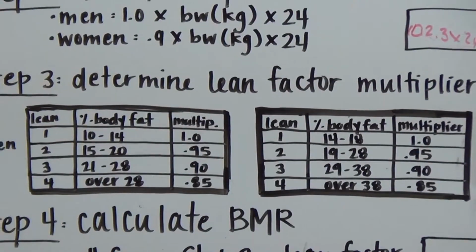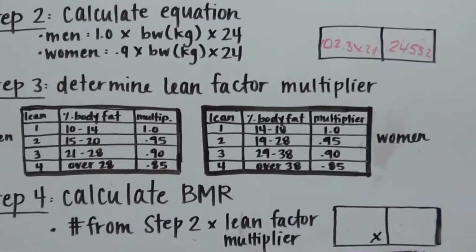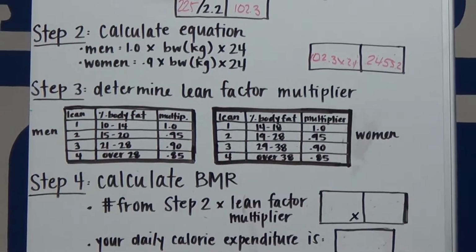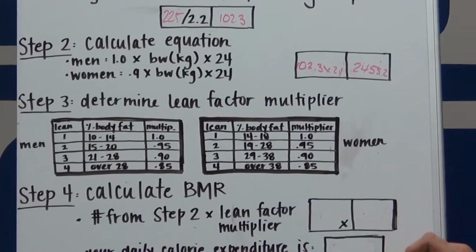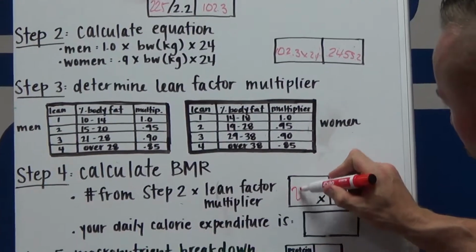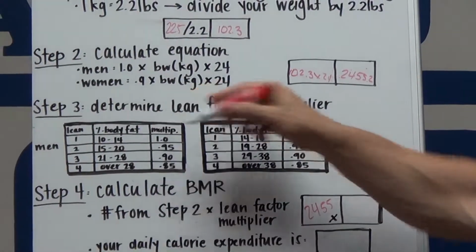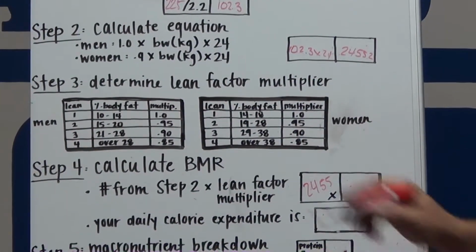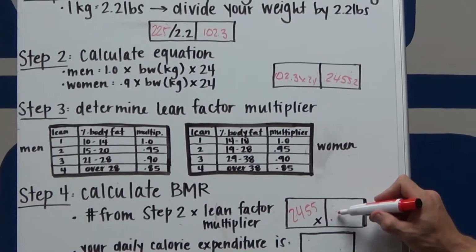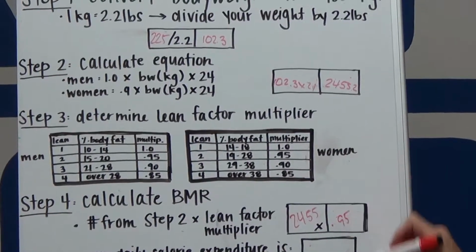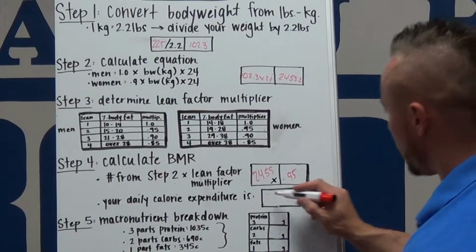Whatever weight you are, you're going to take this number, the 2455, and multiply it. We're just going to get rid of that 0.2. Times my lean factor. Just for the point of doing this, I'll say it's 0.95. So I'm going to multiply by 0.95.